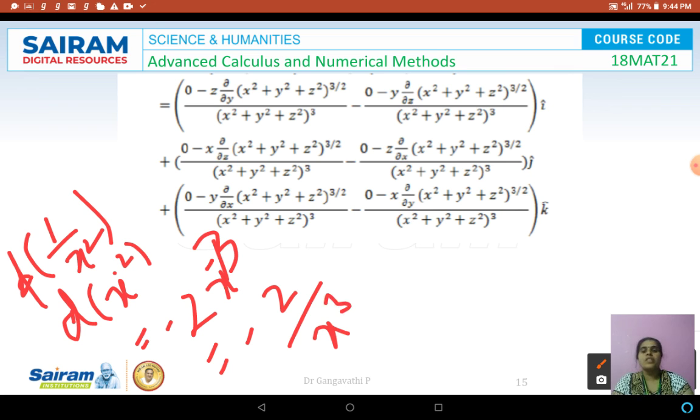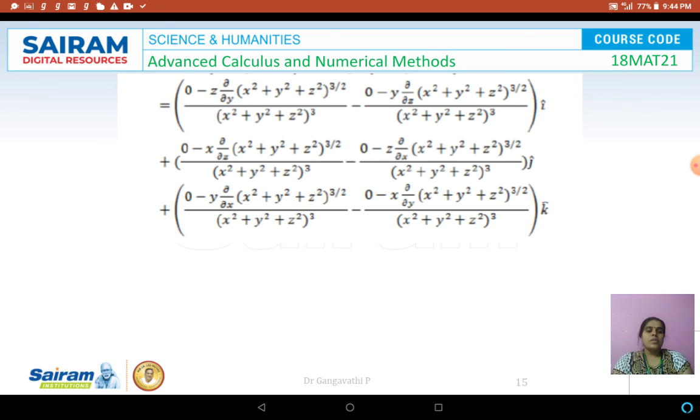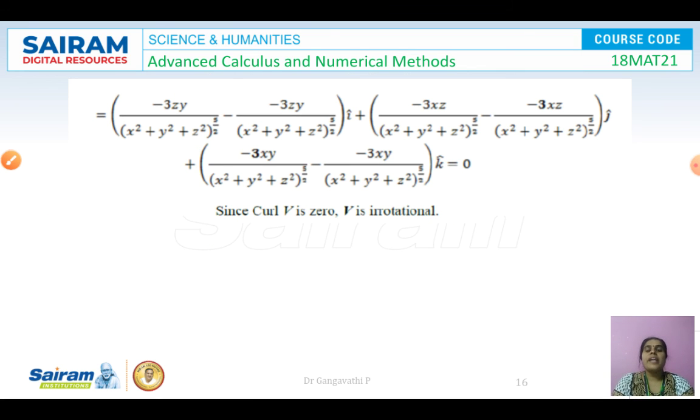Using this formula, I have taken only x here. In place of x, you have x² + y² + z². With that, we will get this term minus this term. On differentiating, we will get these terms. It is a simple differentiation. Simplifying it, we get the answer equal to 0. Since the curl of the vector v is 0, we say the given vector is an irrotational vector.